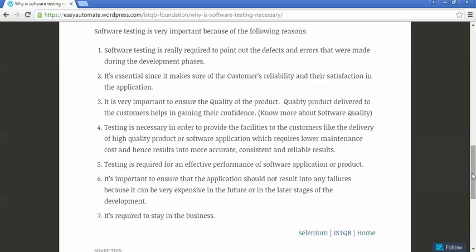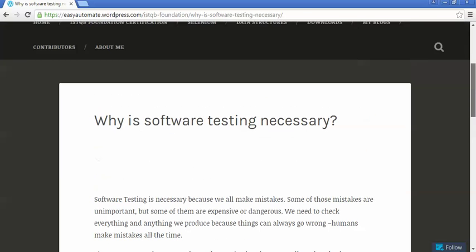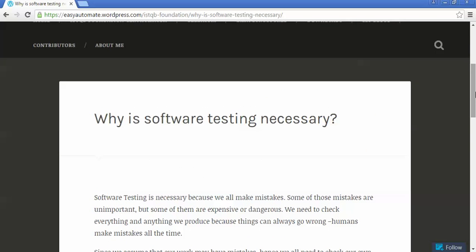But if you find a defect in the earlier stage, then it will be very cheap as compared to the first case. So always try to find the defects as soon as possible and resolve them before going to the later stages. And the last point, it is required to stay in the business. So this was all about the second point, why software testing is necessary.